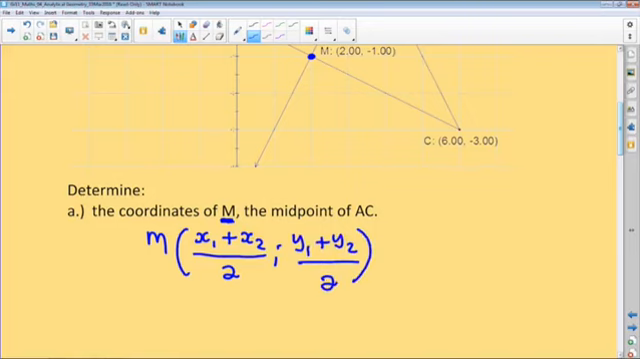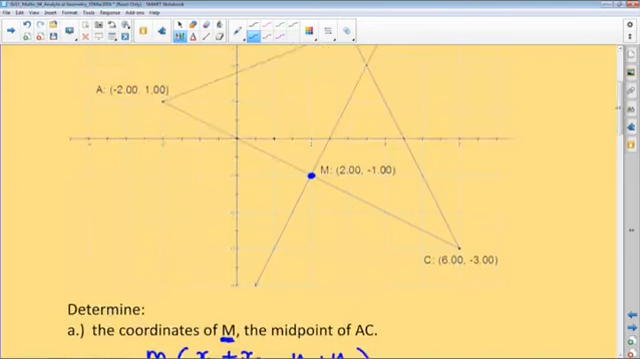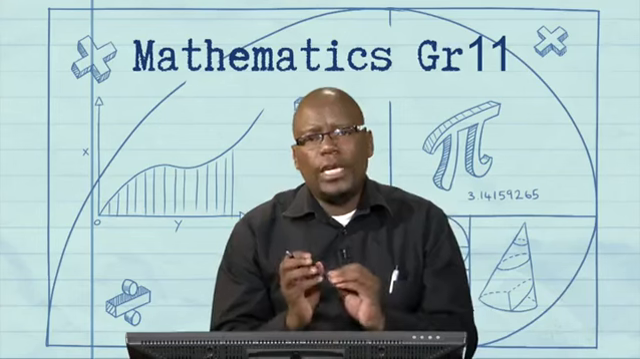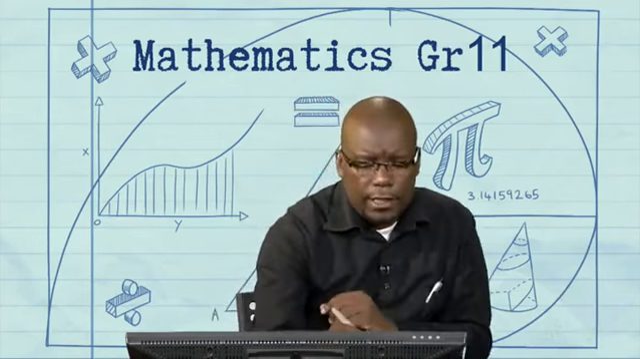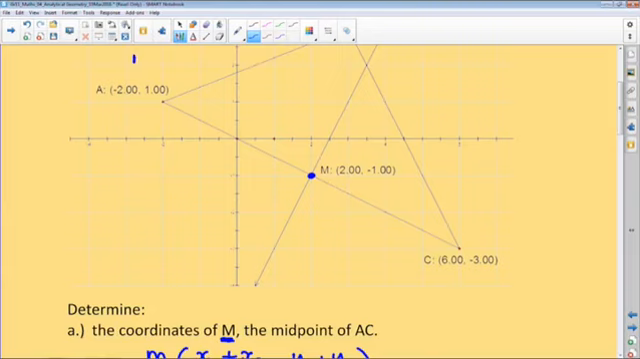Now, very important, grade 11s: you give your coordinates a name. So, for instance, this is set 1, and that's your second set of coordinates. Then that will be your X1, that is your Y1, this is your X2, and that is your Y2.